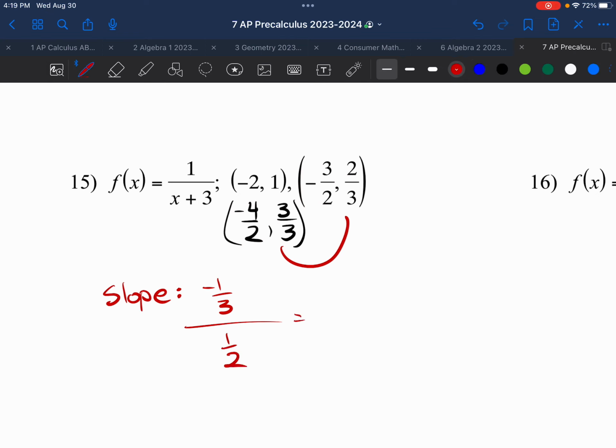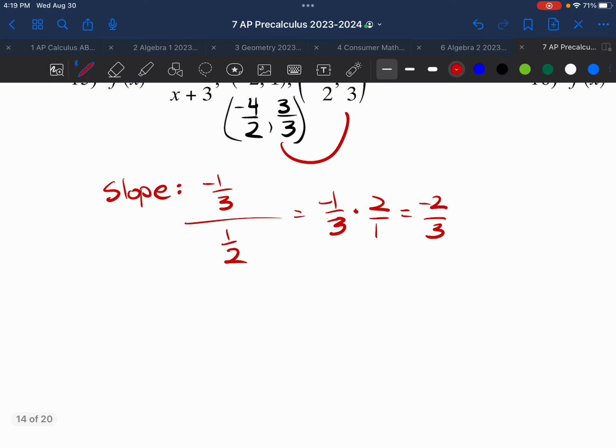Keep it, change it, flip it. This is going to be keep it. I kept it this time. I changed it. I flipped it this time. Okay, I'm going to flip it correctly this time. -2/3, and I'm ready to find the y-intercept.